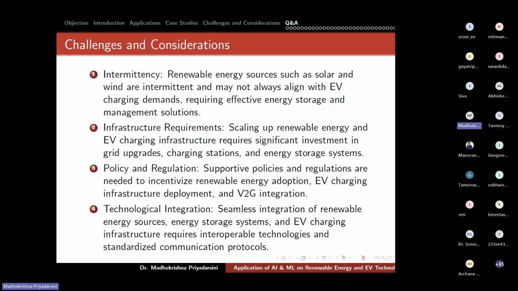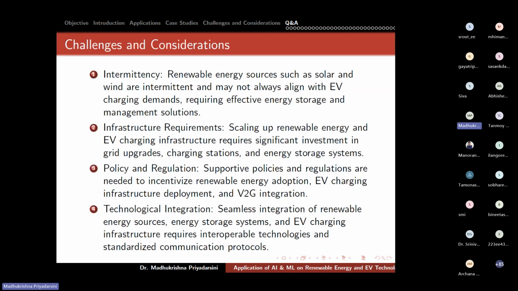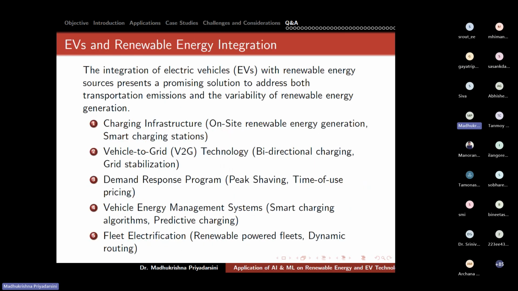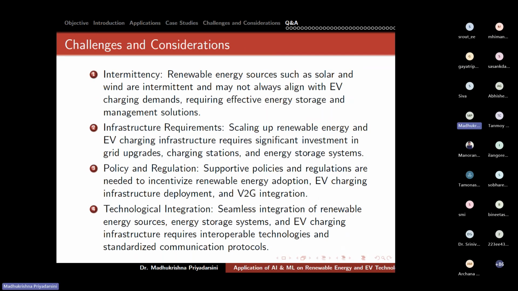These are certain challenges. So we have already seen how to integrate EV and renewable energy with the help of AI and ML technologies. And while we are implementing, these are the key points we have seen: how the fields can be done and what technologies we can implement. For that also, we have certain challenges. Which challenges are researchers finding nowadays when they are integrating using AI/ML?